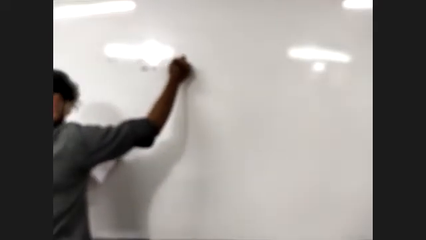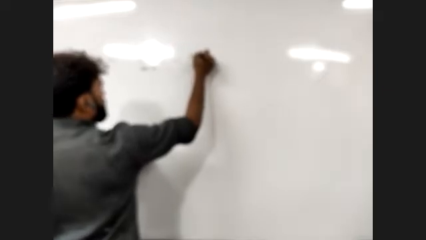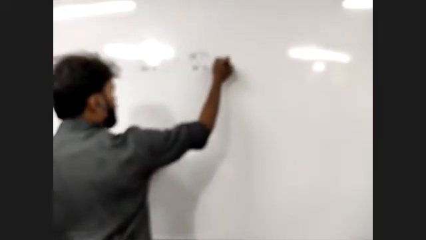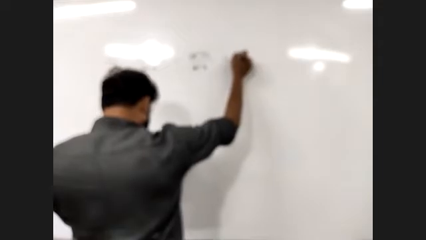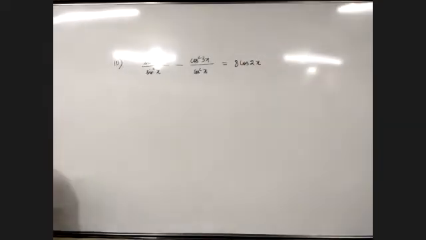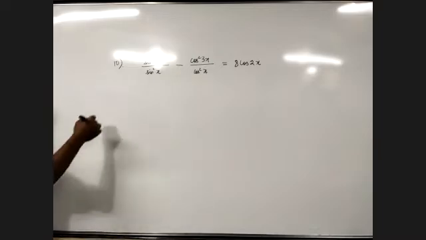10th question. Sin square 3x upon sin square x minus cos square 3x upon cos square x. We need to prove it equal to 8 cos 2x. One of the best questions of trigonometry. Look, starting with LHS.